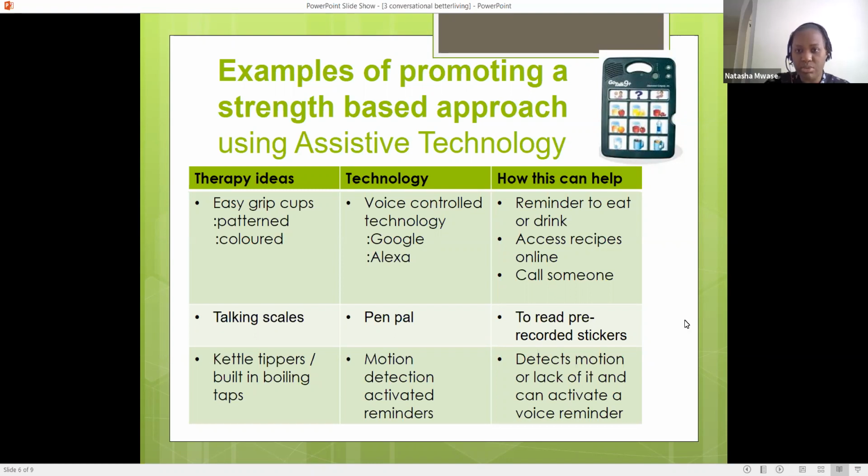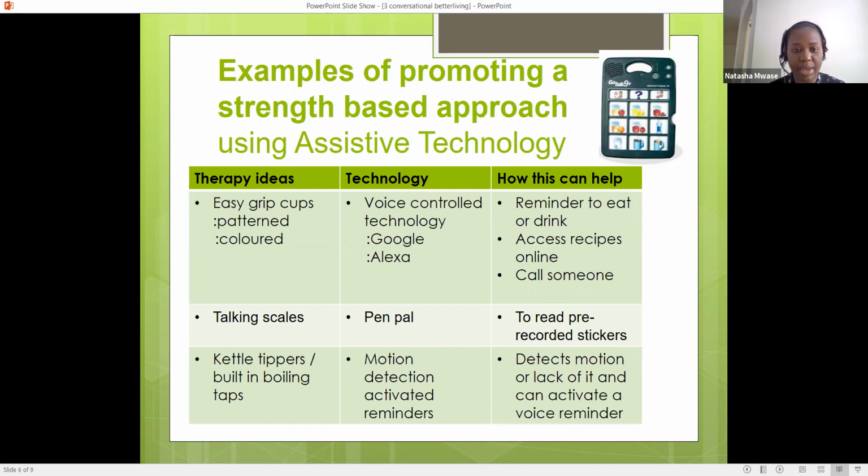So if you look on the screen, that is a pen pal sheet, and what happens is on that sheet there's maybe a picture of what they want for breakfast, a picture of whether they want to wear a particular type of shoes today or a particular type of shirt. And there's a voice recording behind each picture, and the person would just press that button, and that would let the person that's supporting them know what they would like to wear or what they would like to have for breakfast.